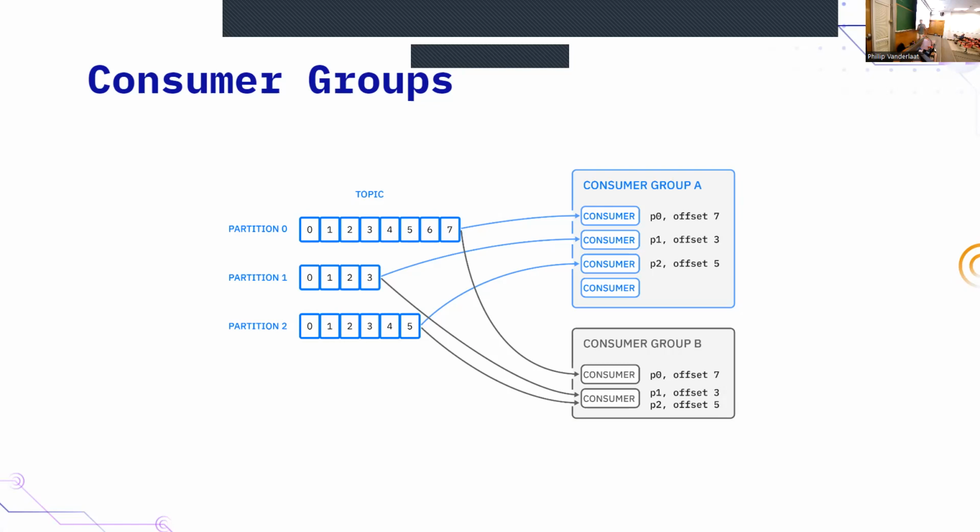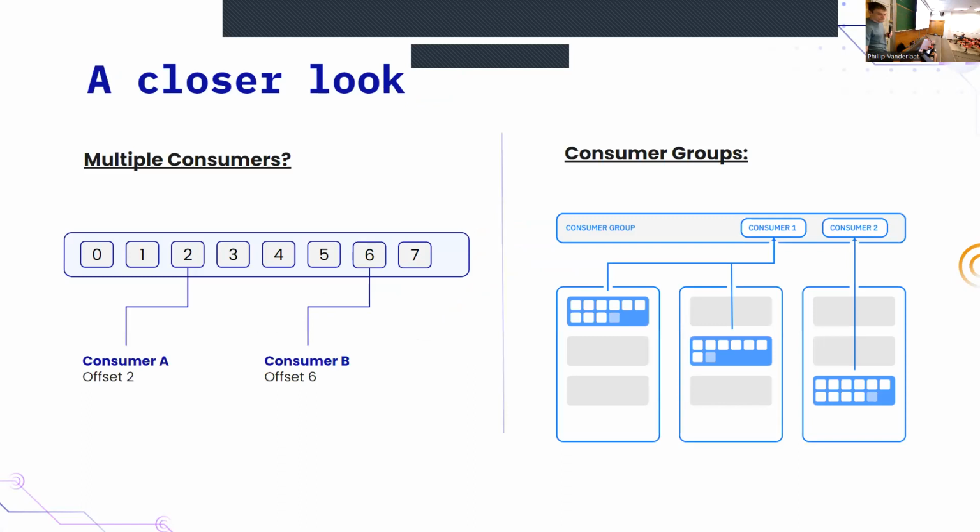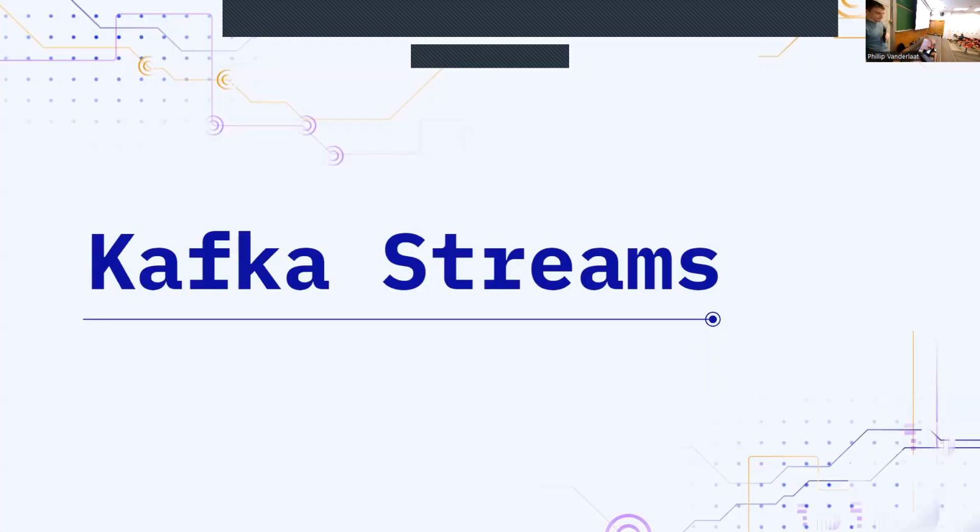And then if you want to know a little bit more in detail how these consumers are assigned to each partition, you have a coordinator for each consumer group in the brokers. That's a little bit too much detail for today, but that's how they're sort of managed. Each consumer group has one coordinator in one of the brokers.